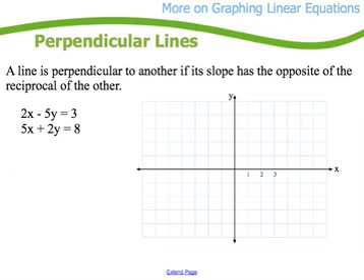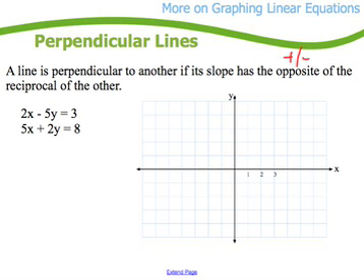Let's take a little bit closer look at it. So a line is perpendicular to another if its slope is the opposite of the reciprocal of the other. Opposite means change its sign, so if one's plus, the other one's minus. And reciprocal means the fraction is inverted or flipped over. They're not in the nice form for us, so let's do that.